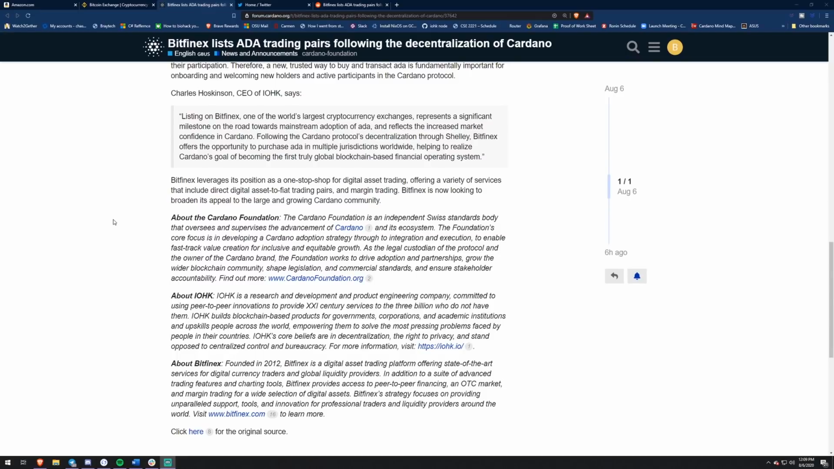and the fact that we're moving towards decentralization with that D parameter, which starting the next epoch is actually going to be set at 0.9. It's just really good for ADA holders. Bitfinex is going to on-ramp more people into Cardano, as Charles said and as the CF said. So I'm really happy about this news. Let me know what you guys think of this down below.